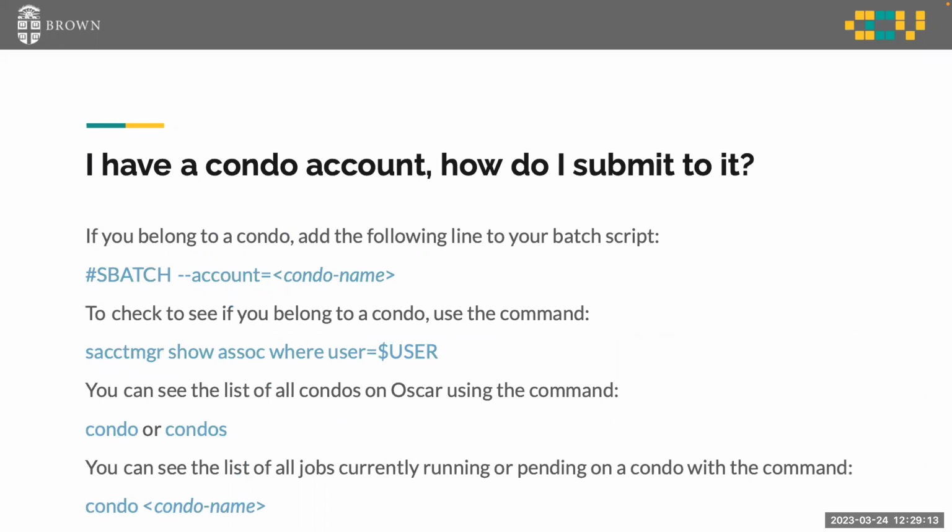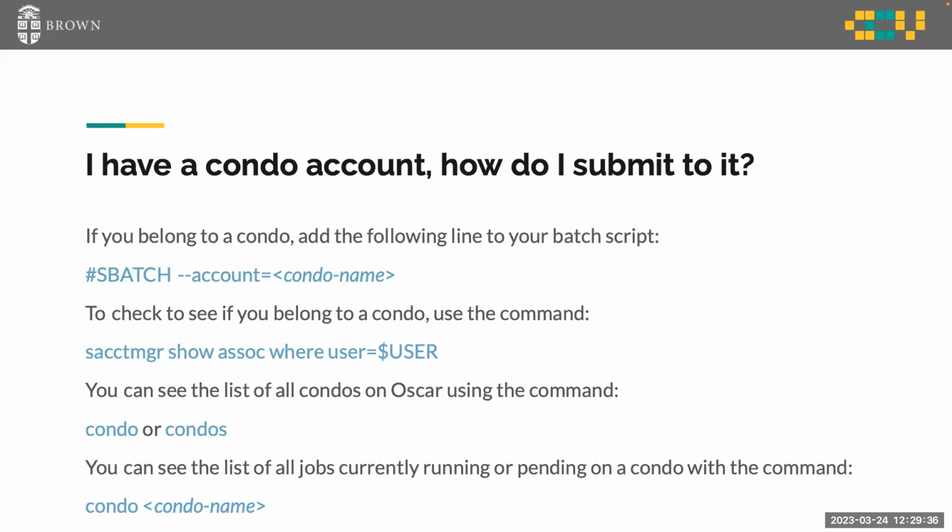Okay, so a couple of follow-up questions. I have a condo account. How do I submit to it? The way you do that is there's an sbatch flag, --account= and then whatever your condo name is. That will submit your job to Oscar and put it within your condo QoS, which means it'll run with a higher priority and larger resources, whatever the resources are that are available to your condo.